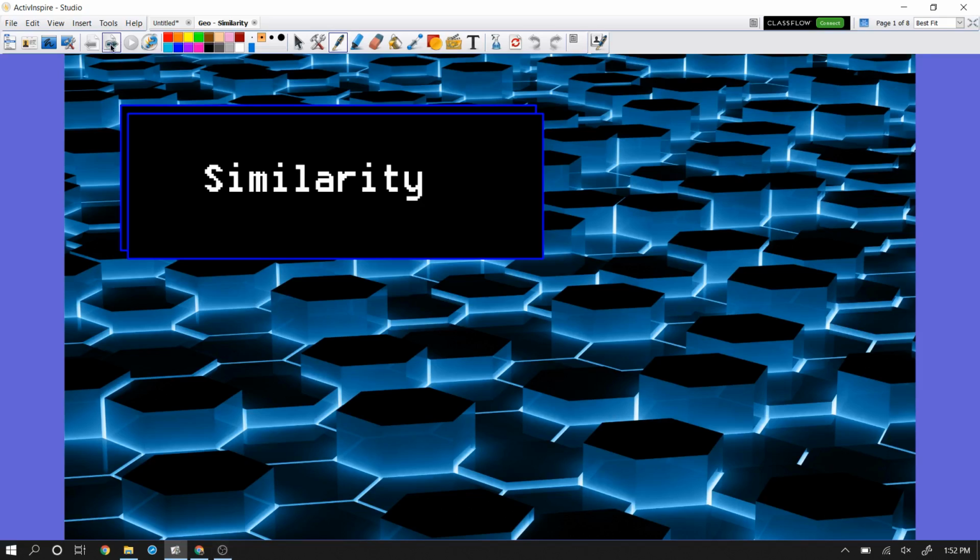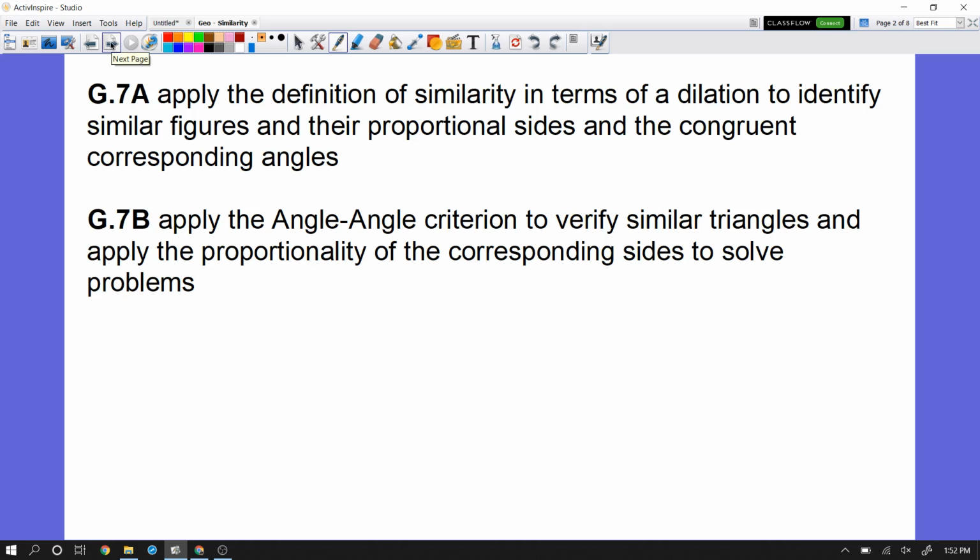All right, talking about similarity. There's a whole bunch of stuff that carried over from middle school. It was any type of transformation. You're going to be focusing on a specific type of transformation, and that has to do with shapes getting bigger or smaller. That's called using a scale factor.